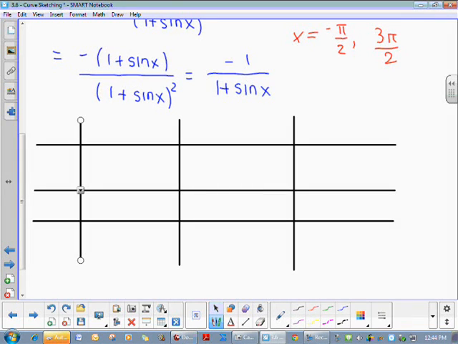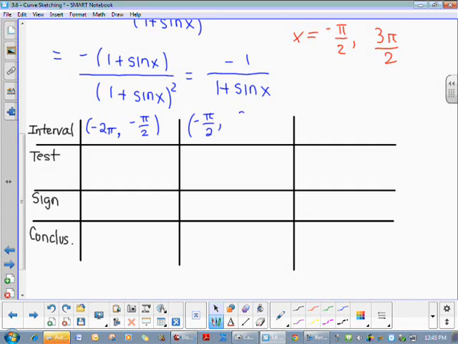If you've seen any of my videos before, you know that I like to label the rows with the following headings: interval, test, sign, and conclusion. And in this particular case, my intervals would start with -2pi. Remember, that's exactly the location of the left boundary of the graph that we were provided. We're going to take that to the first critical number and just keep going where we left off.